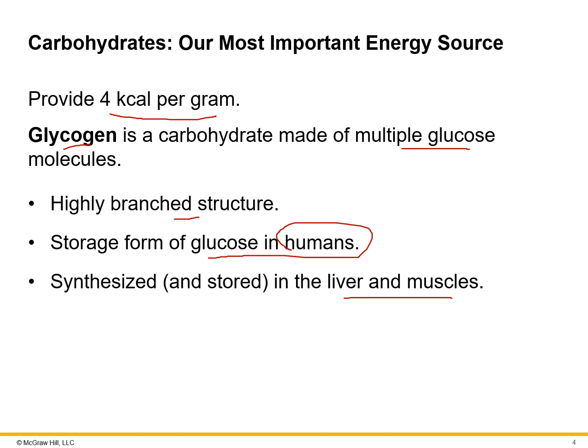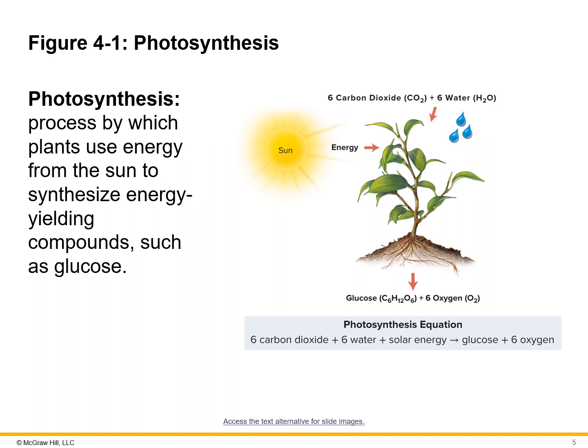storing that as glycogen. Of course, all the glucose ultimately comes from photosynthesis. That process is just using energy from the sun to make compounds. And the main, not the only, but the main compound that it makes is that glucose. So that's the original source of glucose, and then it gets stored in our different plants or foods. Then we release it and store it as glycogen in animals.